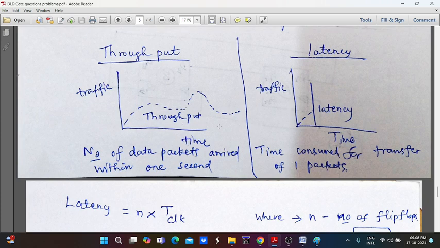That is the throughput. Similarly, for latency, the x-axis is the time parameter and the y-axis is traffic, and here it is the time consumed for the transfer of one packet. So how many packets are transmitted or arrived within a second is denoted as throughput. Here, the time consumption for transferring one packet is called latency.